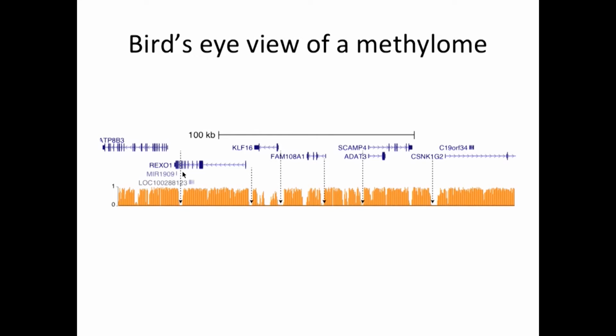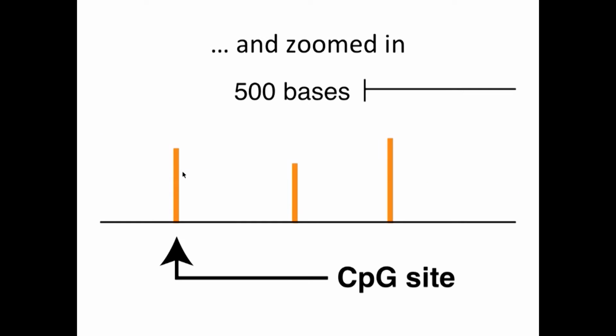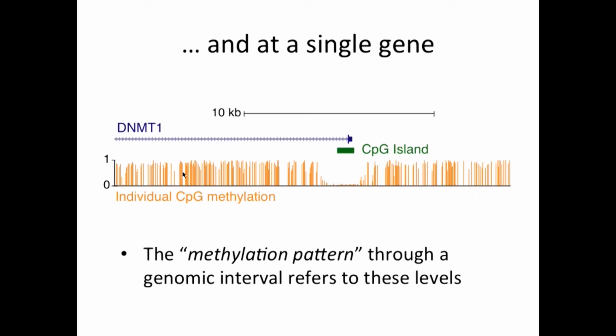This is just a zoomed in view, and a view of a single gene, DNMT1. There's a CpG island located at this promoter. And you can see that this region is highly hypomethylated, whereas everything else is methylated. And this is what we refer to as the methylation pattern.